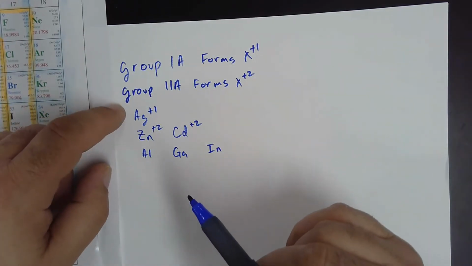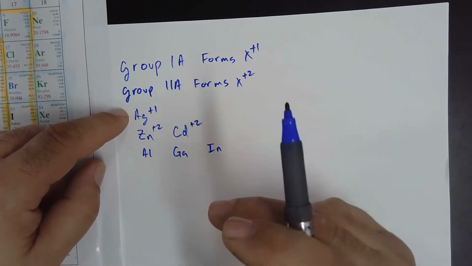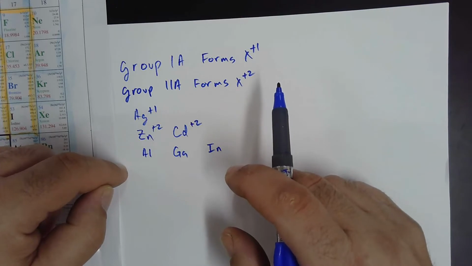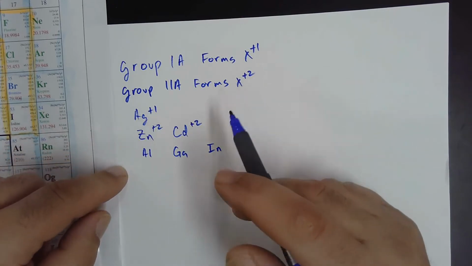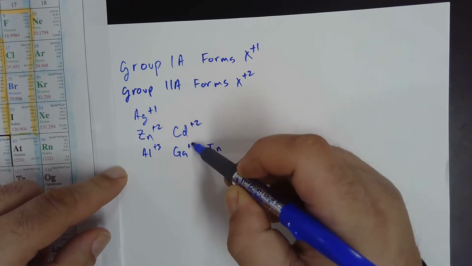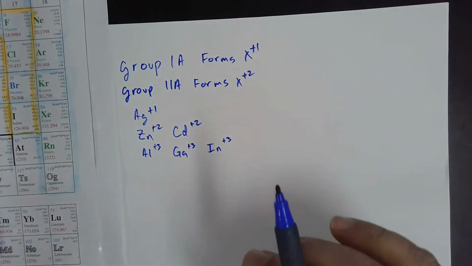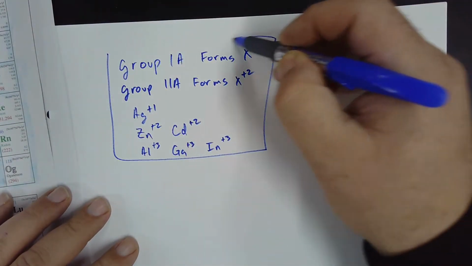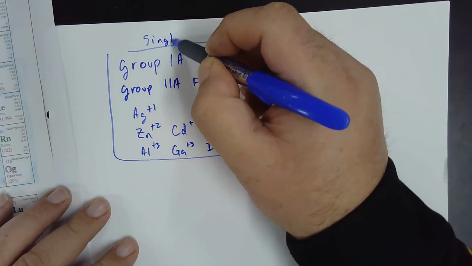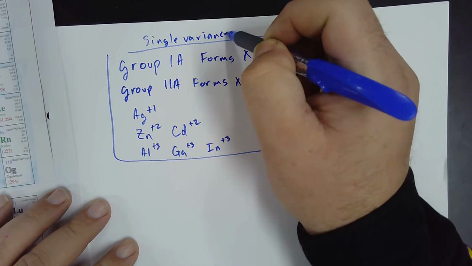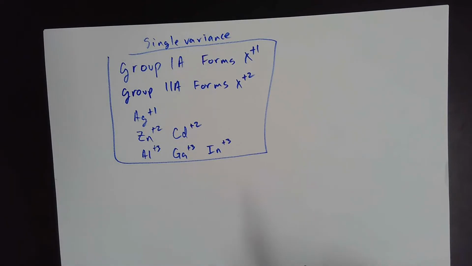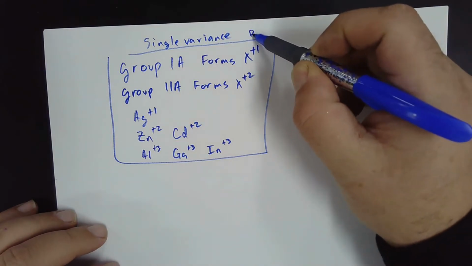Okay, if the one column had only one in it, it forms a plus one charge. The column that had two in it formed a plus two charge. What's the charge of the one that has three in it? Plus three. These are all going to be plus three. These are the metals that we know what charge they're going to make. These metals have single variance, meaning they only form an ion with that one charge. They never form any other type of ion. Okay? Another term for these would be representative.